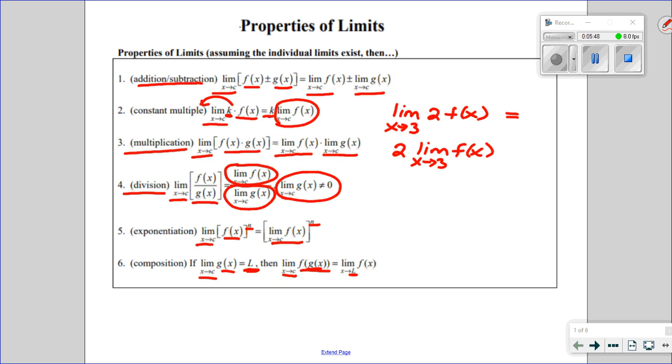That one can be a little bit more confusing, and I want to add a number 7. If you are asked to find the limit of a constant, then the limit would always equal the constant.